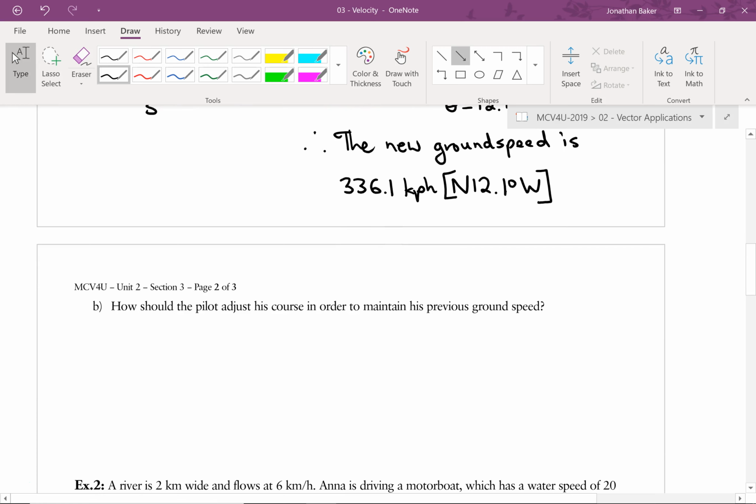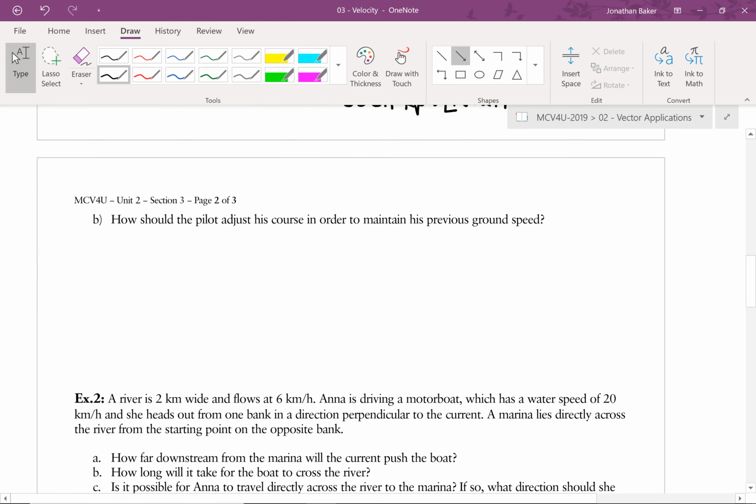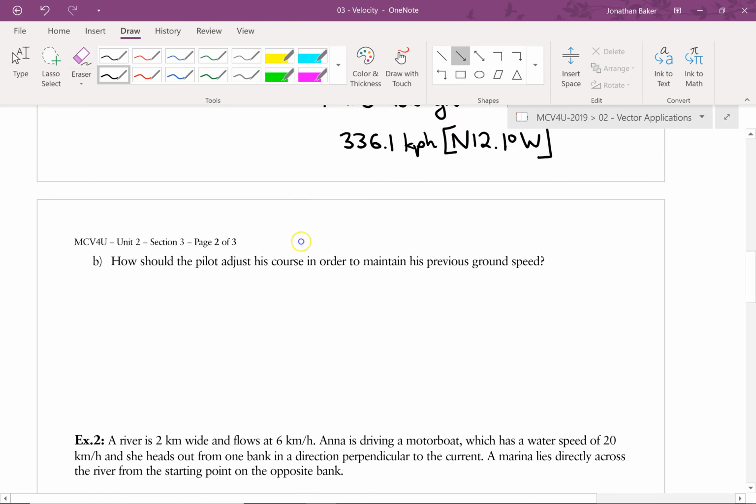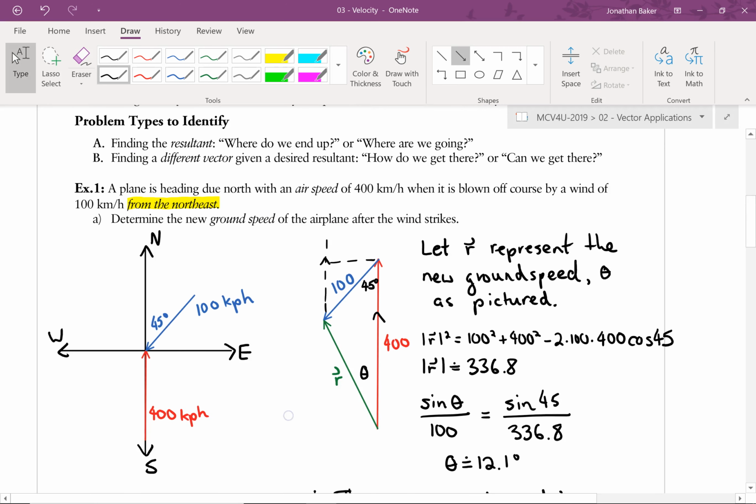Okay, so part B says, how should the pilot adjust his course in order to maintain his previous ground speed? Well, let's just take a moment now to think about what this is asking. In the last question, and I forgot to mention this, we were asked to find a ground speed, right?